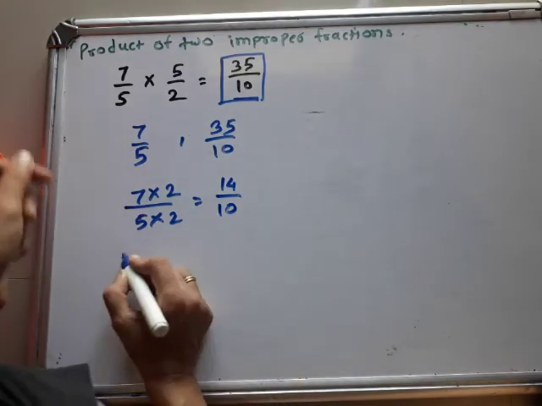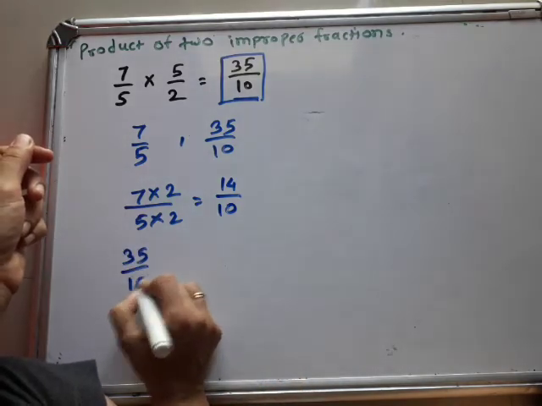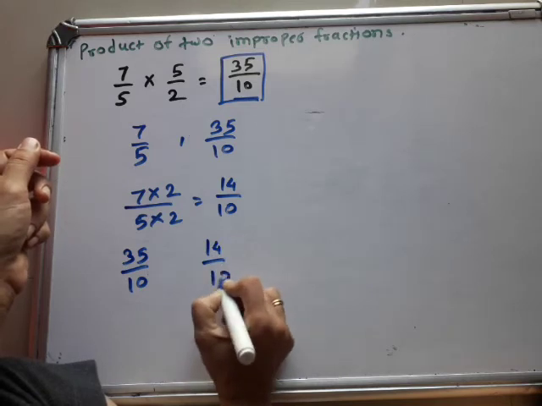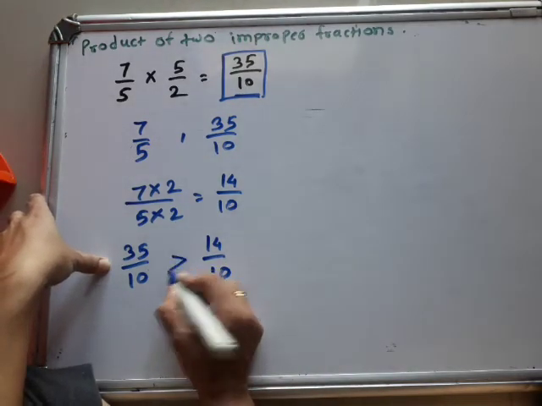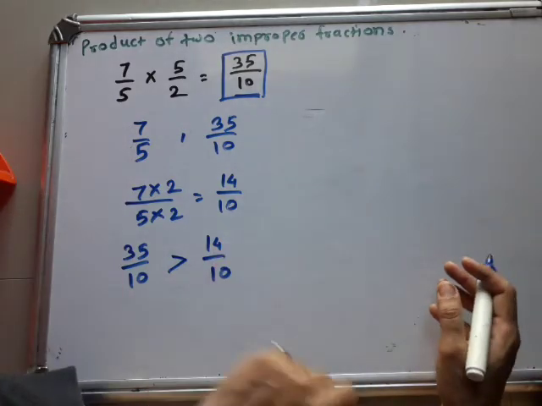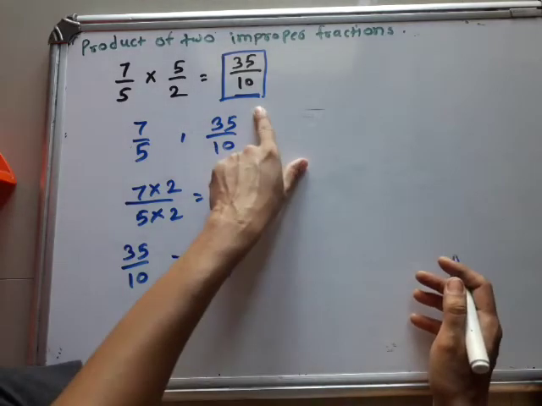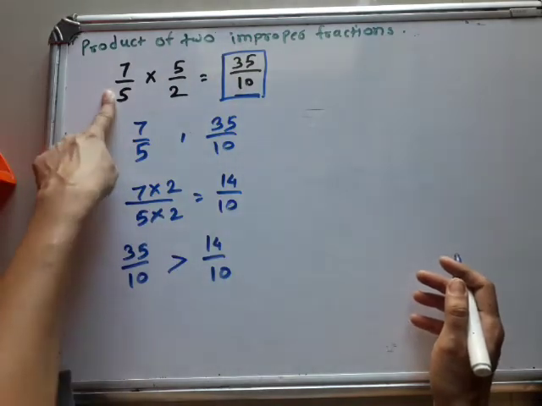So now which is greater here? 35 upon 10 or 14 upon 10. Now these both are like fractions. So here 35 is greater because 14 is the smaller number. So your product is greater than the given fraction.